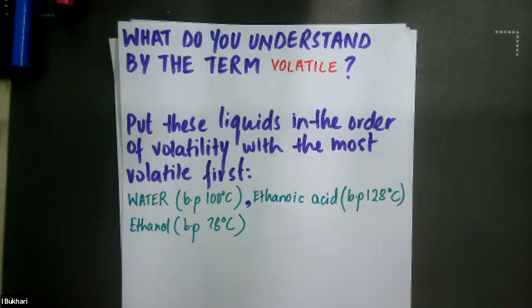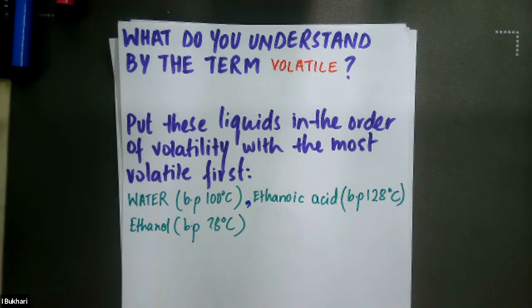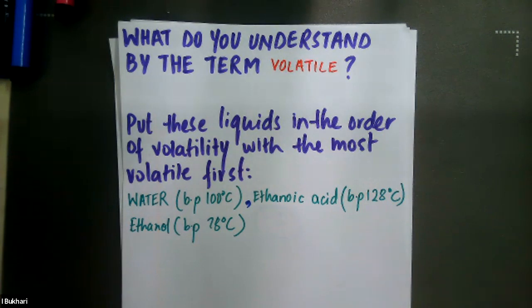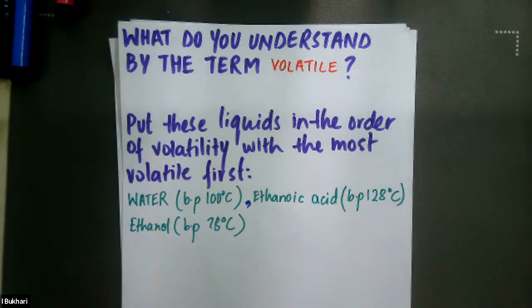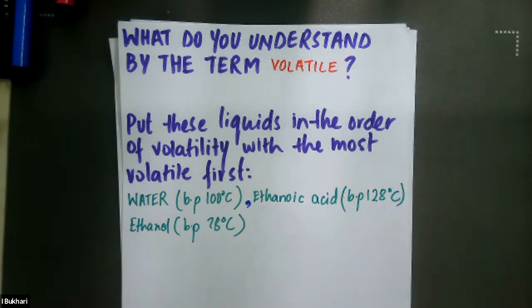Okay, Ismail Bari, can you please explain what do we mean by volatile? Assalamualaikum. It means easily evaporated. So in terms of boiling point, what does that mean? The boiling point is very low, almost equal to the room temperature, so at room temperature it boils. Yes, okay, thanks.